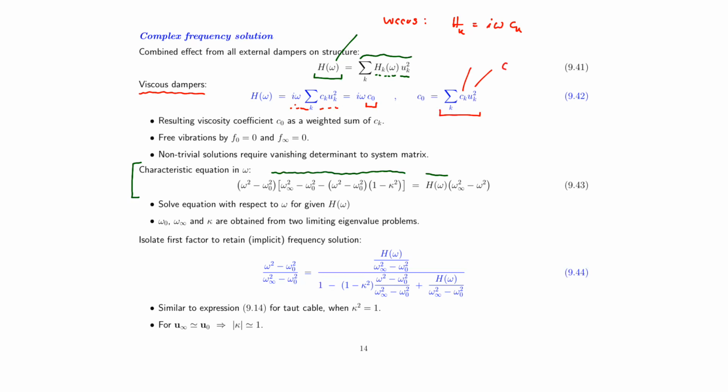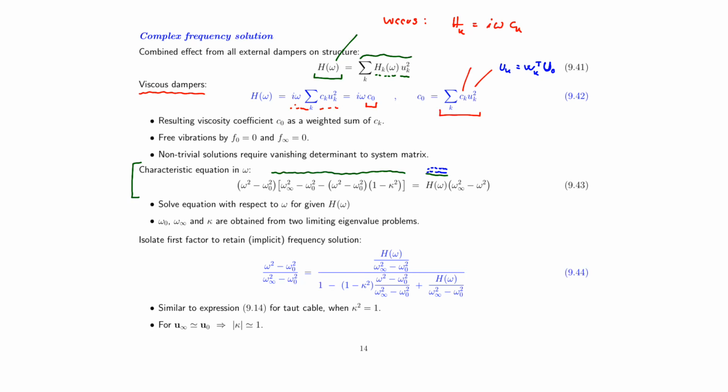So this uk, you remember, is equal to the number k connectivity vector multiplied by the undamped mode shape. So we can replace the summation by this representative h function to get a fairly nice solution.